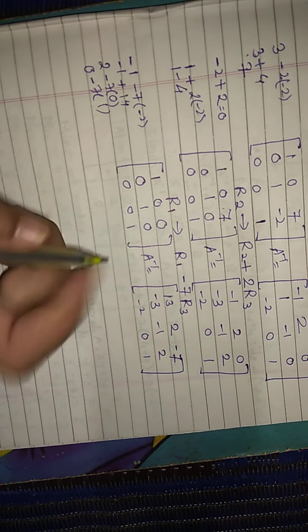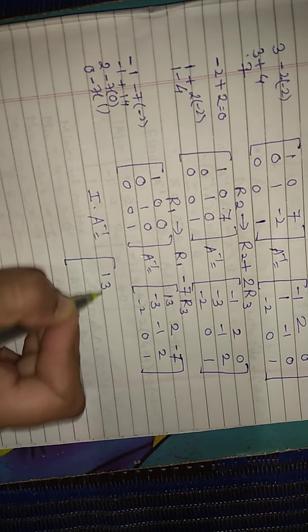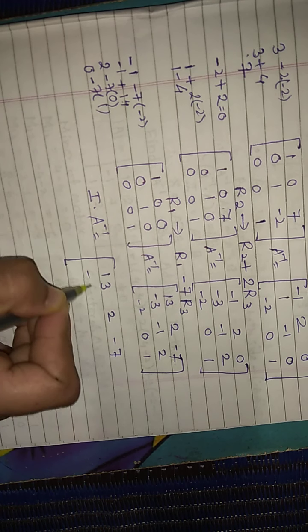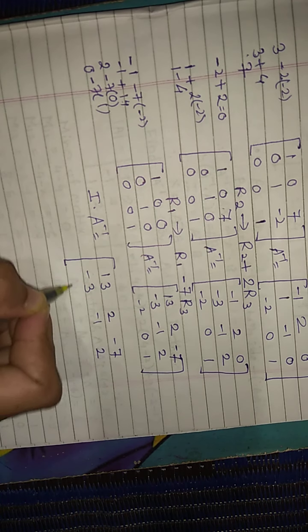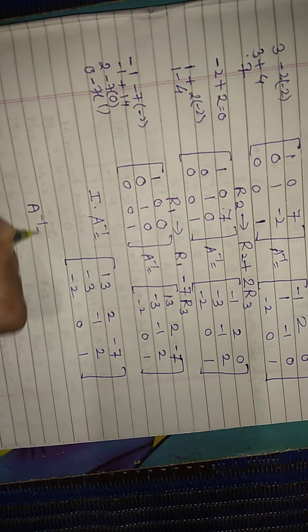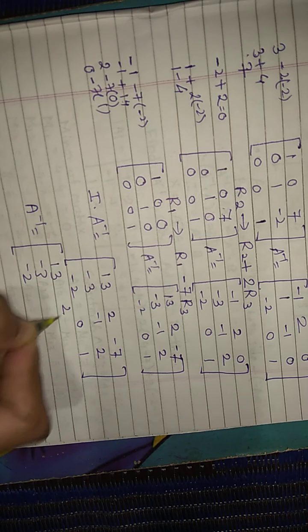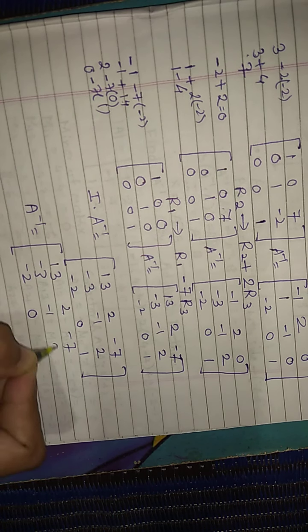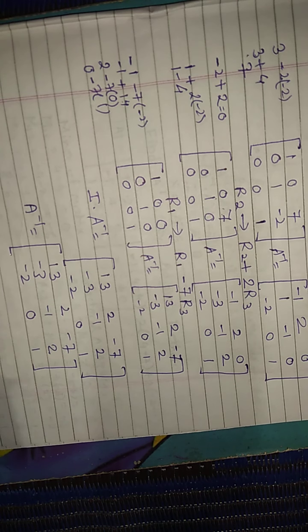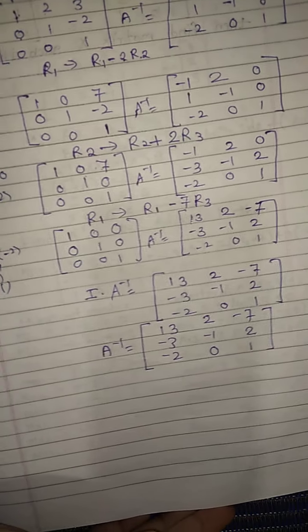It is nothing but the identity matrix. So I into A inverse is equal to the same numbers: 13, 2, minus 7, minus 3, minus 1, 2, minus 2, 0, 1. I into A inverse remains as A inverse. So we write again the same answer. And this is our last answer. A inverse is equal to. Now take a screenshot of this page.